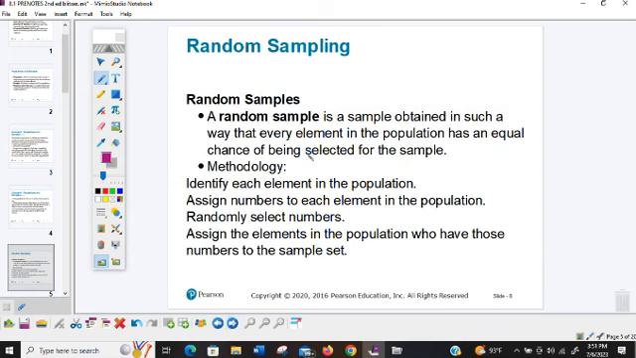So let's talk about random samples. This is a good way to get a sample. Now, when you get to statistics, they'll teach you 4 different sampling methods, but we're going to look at random samples. A random sample means that every element in the population has an equal chance of being selected. Now, the methodology, in other words, how could you do that? Well, you identify each element in the population. You can give them numbers, and then you can randomly select numbers and assign the elements in the population who have those numbers to your sample set.